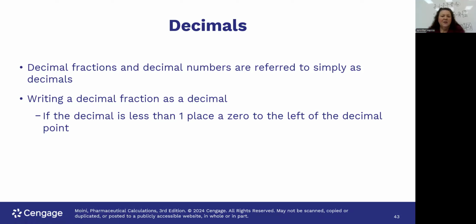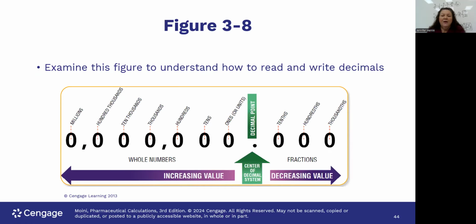Writing a decimal fraction as a decimal. If the decimal is less than 1, we need to make sure we place a leading 0 to the left of the decimal point. And when the decimal is more than 1, we need to make sure we drop any trailing zeros at the end.